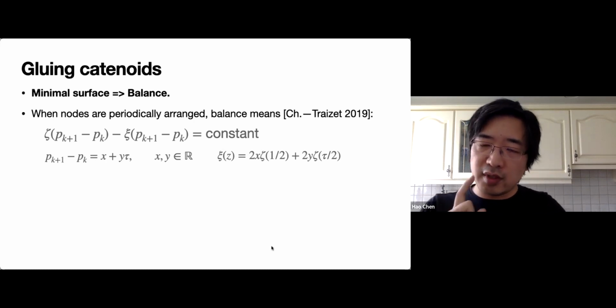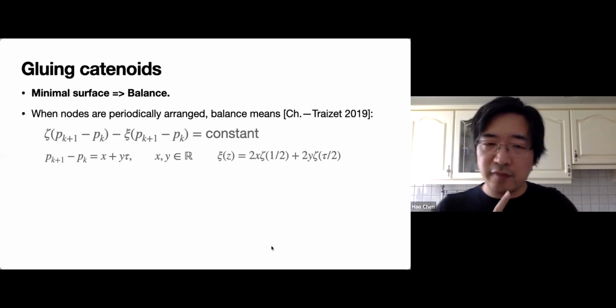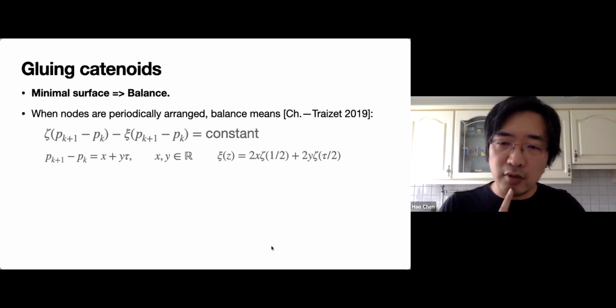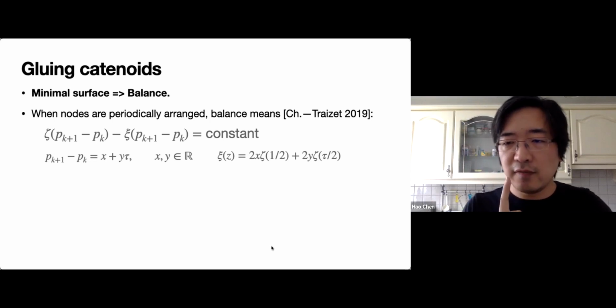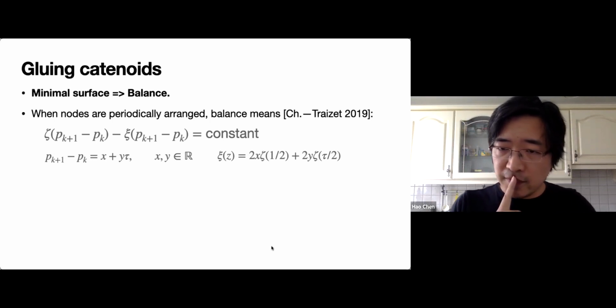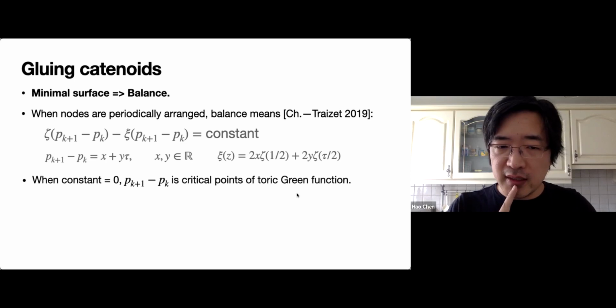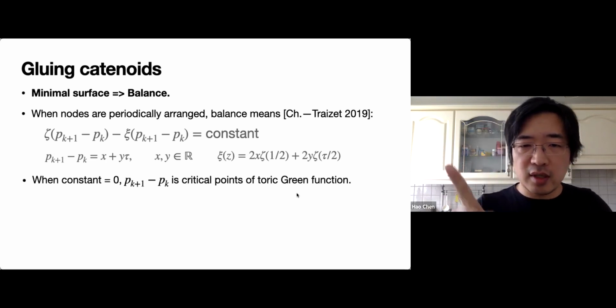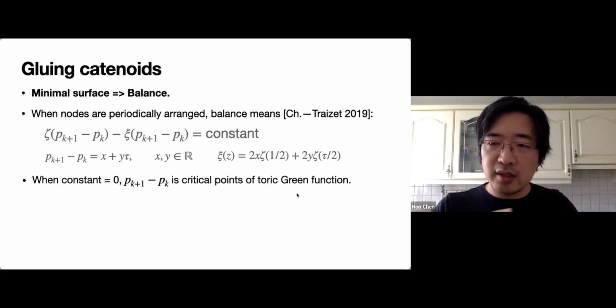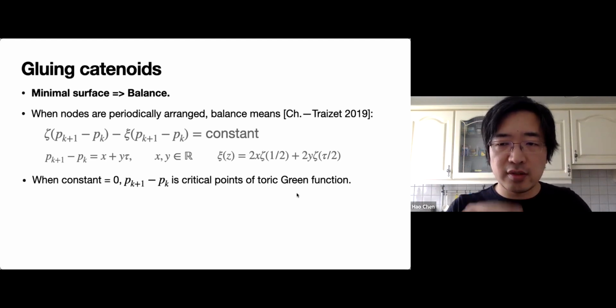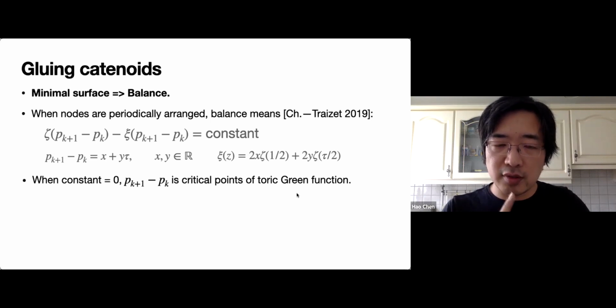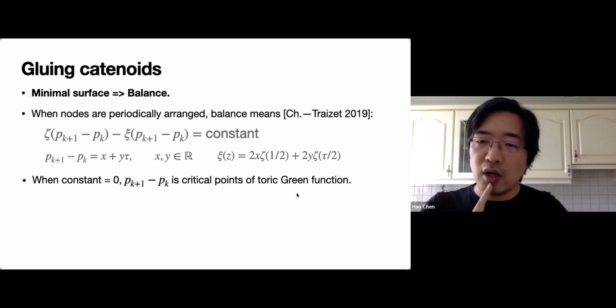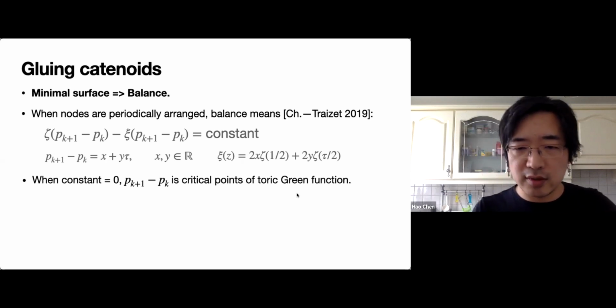So this balance condition works if we only open one node between each adjacent flat torus. And this formula has another interpretation: if the constant on the right-hand side is 0, then the difference of positions of adjacent nodes corresponds to the critical points. So this must be a critical point of the Green function on the torus.